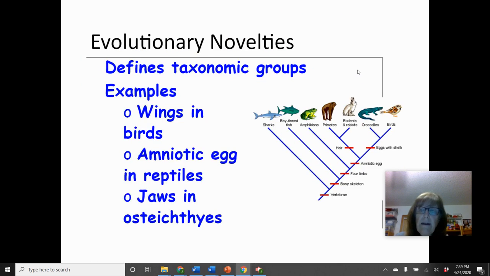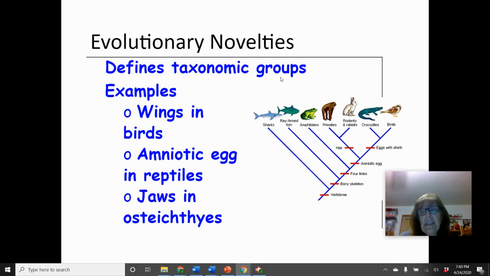All right, so what's an evolutionary novelty? This is something that makes you different than groups, or your ancestors, that came before you. So, for example, wings in a bird are novelties. Eggs with shells are novelties. Amniotic eggs are novelties. Four limbs are novelties. Bony skeletons, vertebrae are all novelties.